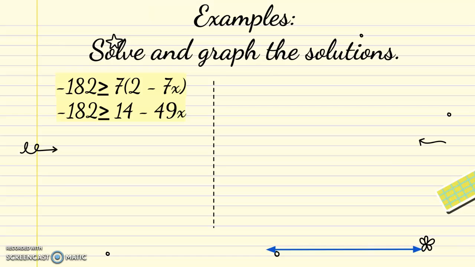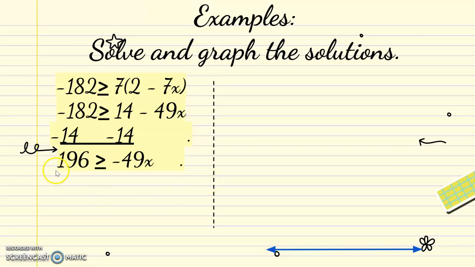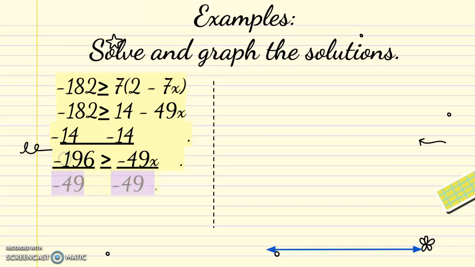Then I need to get my numbers and letters each on opposite sides. My letters are already on the right side, so I need to move my numbers to the left side by subtracting 14 from both sides. When I do this, I apologize, this should say -196 is greater than or equal to -49x. And then to get that -49 away from the x, I need to divide both sides by -49.